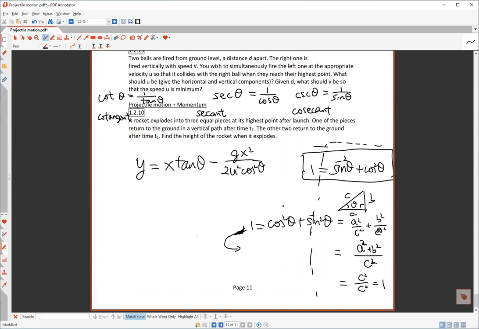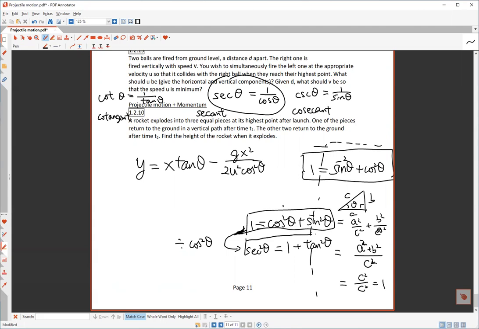Then what we can do is divide cosine squared theta on both sides of this equation. So 1 over cosine is secant. So that is secant squared theta. And then cosine squared theta divided by cosine squared theta, of course, is equal to 1. Sine squared theta divided by cosine squared theta is tangent squared theta. Now these identities, we are going to use very often in the competition.